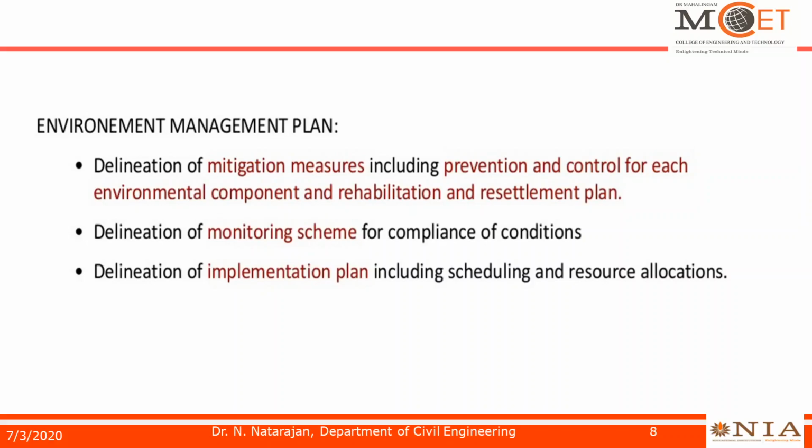Then comes delineation of the implementation plan, including scheduling and resource allocation. So we will see about the environmental management plan in more detail in the fourth unit, right? So it is not only the plan; you'll have to make a schedule of how you are going to monitor these things, and the resources that are required to do that, not only in terms of economics, but also in terms of the manpower that is required to monitor. You may have to see that also, right? So that's all the things that come in the environmental management plan.